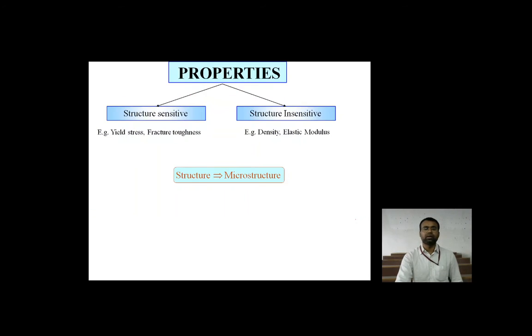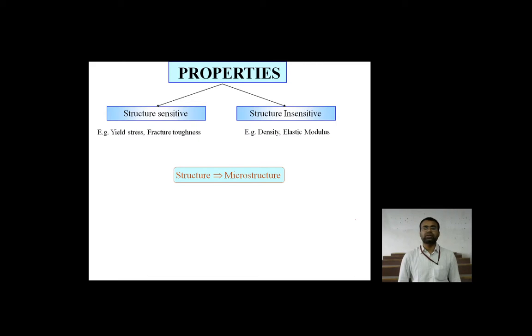So now we are proceeding. What is a property? The properties of a material are defined for any kind of material to work properly according to its working condition, and that is how material selection takes place. The properties are divided into two parts: structure sensitive and structure insensitive. Structure sensitive properties are related to yield stress, fracture toughness, and so on, and structure insensitive properties are related to density, elastic modulus, and so on.